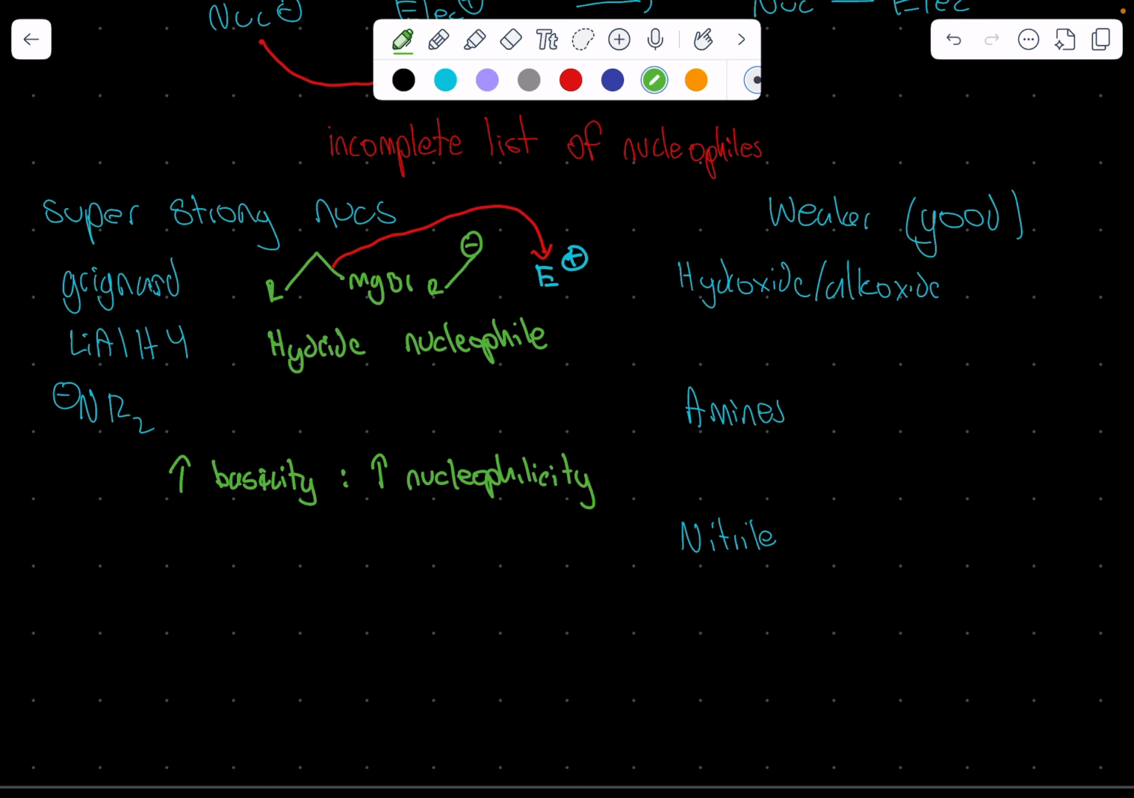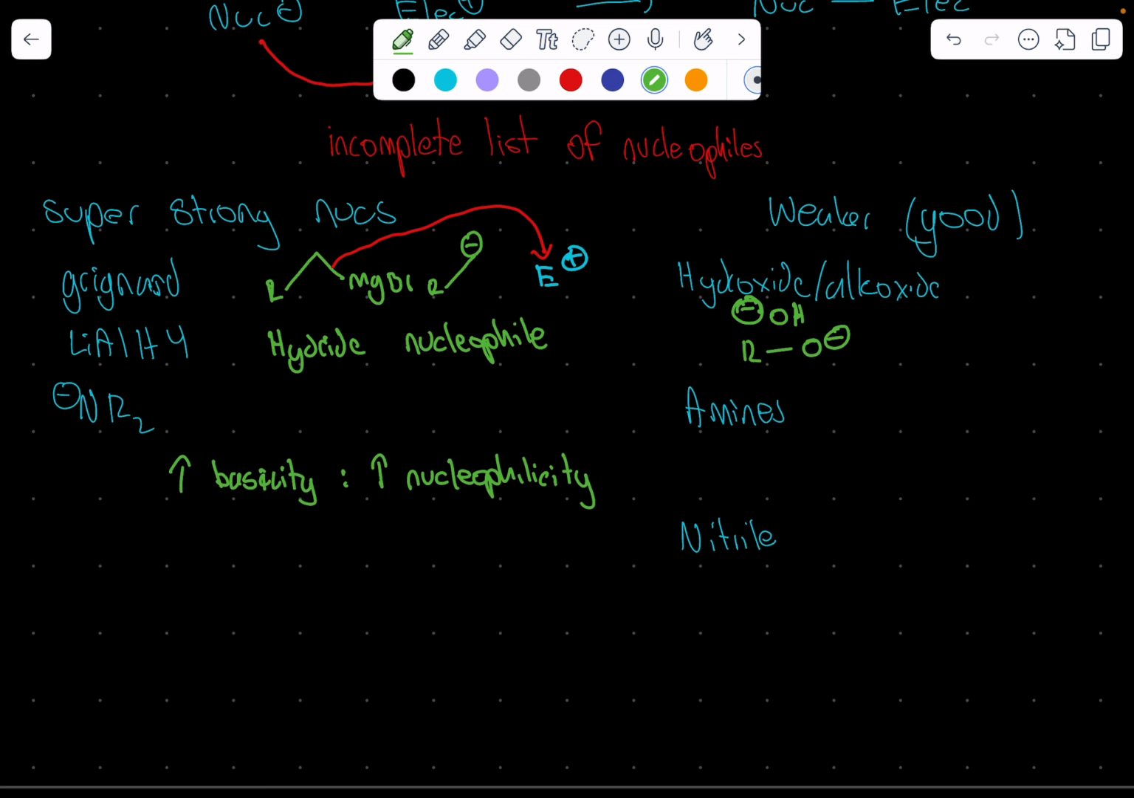Keeping that in mind, we have some other good nucleophiles. They're not as strong as the ones I just listed, but they are typically considered good nucleophiles. Please keep in mind that this isn't an exhaustive list, but just to get you thinking about what some good nucleophiles might be if you see them come up in a reaction. We have hydroxide, which is an OH with a negative charge, as well as alkoxide, which is a carbon bonded to a negatively charged oxygen.